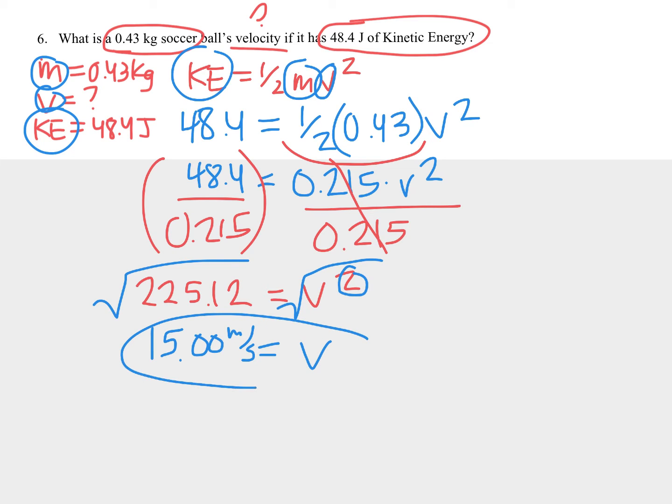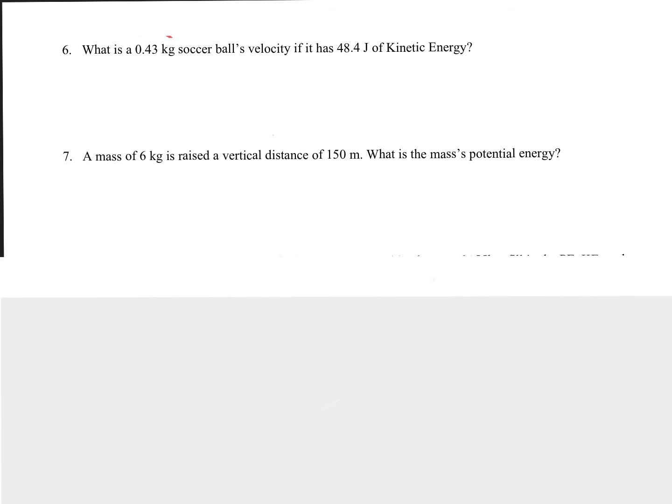Now remember, your units are meters per second because that's velocity. You have to have that and make sure you put in your units. But we solve for that. And I think the square root part is what's been getting some people. So make sure you pay attention and you know how to do that in your calculator. Checking out number 7, it says a mass of 6 kilograms.